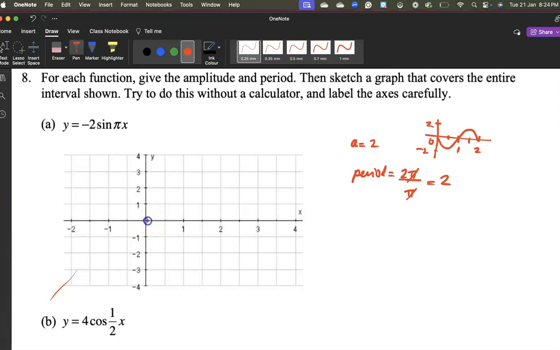So this is 0. What is the amplitude? Minus 2, correct? Because it's going down. Then it is 1. Then it is 1.5. Then it is 2. That's your one graph. Let's say 1 cycle.